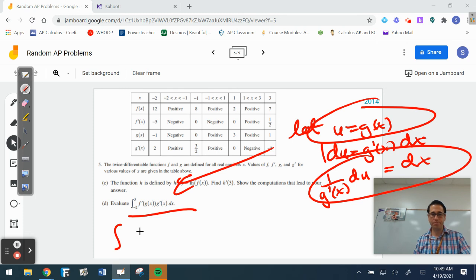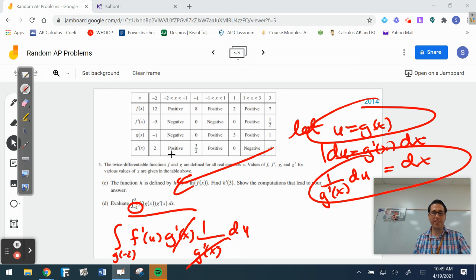So I get the integral. It's going to be f prime of u because I'm going to plug a u in for g of x. But then look what happens here. You get a g prime of x, and then you get 1 over g prime of x du. Then I just have to make sure I change my limits. At -2, it's going to be g of -2. Well, I'll fix that later. And then up here, it's going to be plug a 3 in for x, and that's just going to be g of 3.